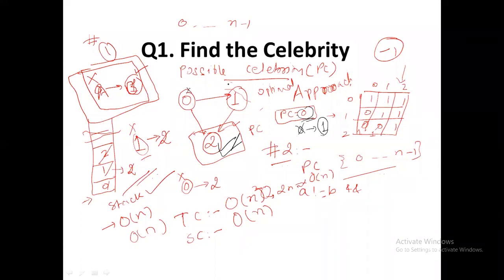0 can't be the celebrity. 1 can be the celebrity, right? I reach to 1. Now my possible celebrity is 1. Now from 1, I am going to check for others. Okay, what else is remaining?